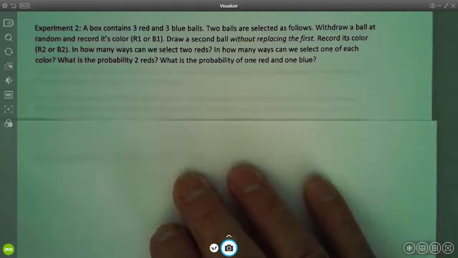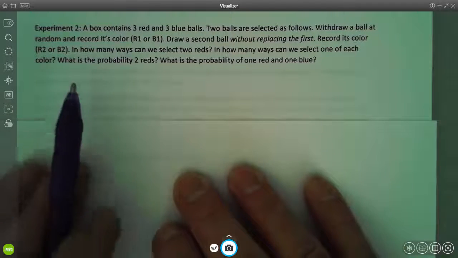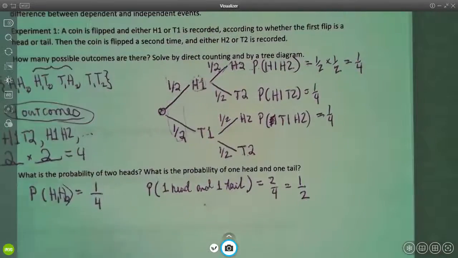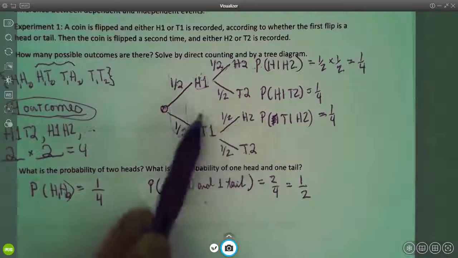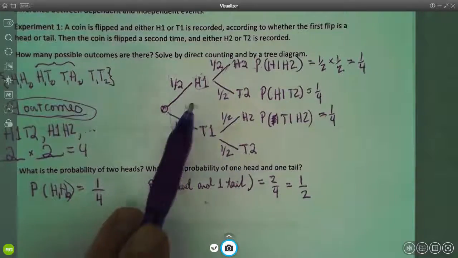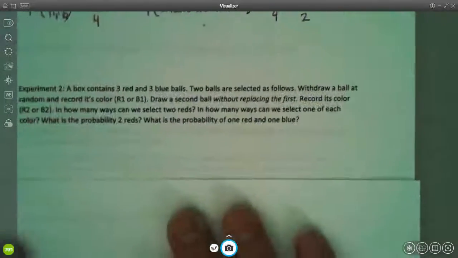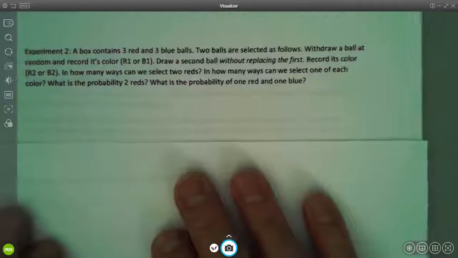Let's take a look at another example. This one is quite similar to our previous one, but we're going to find out that there's something really quite different between the tree diagram that's produced here and the one that we'll get in this example.